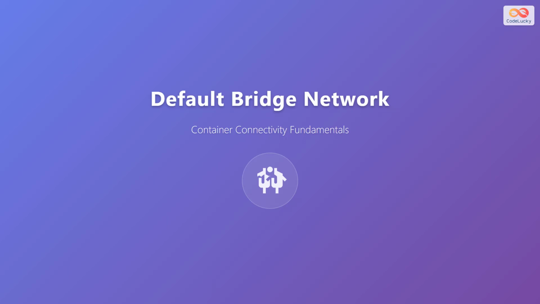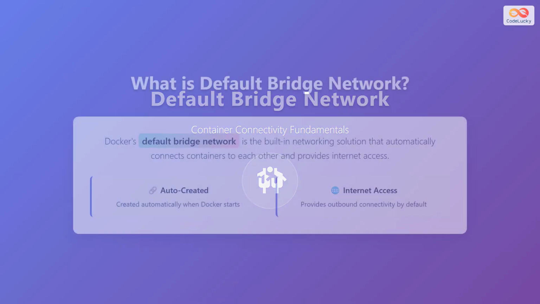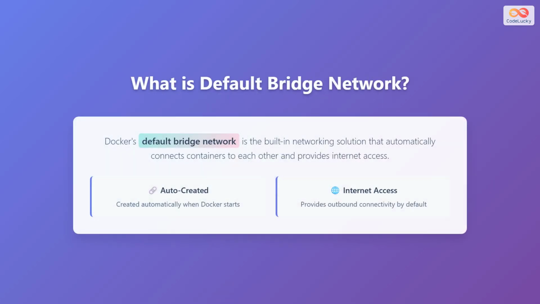Let's explore the default bridge network in Docker. This is about container connectivity fundamentals. Docker's default bridge network is the built-in networking solution that automatically connects containers to each other and provides internet access. It is auto-created when Docker starts. It also provides outbound connectivity by default.